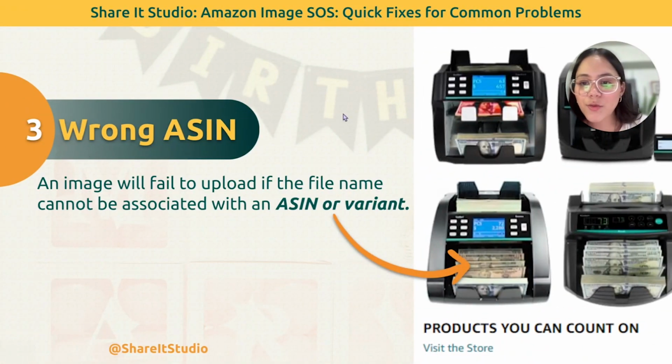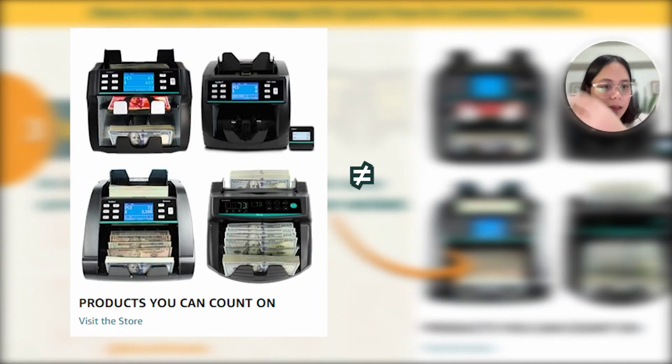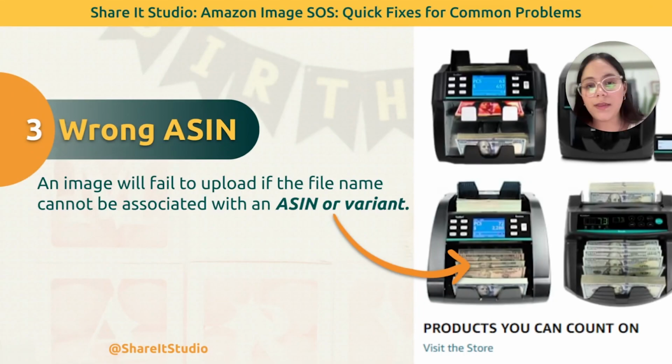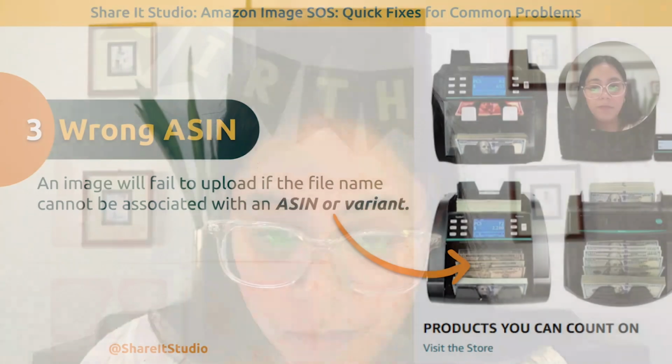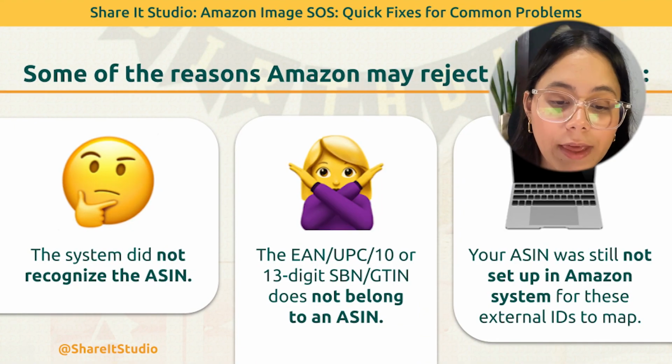Then we have the wrong ASIN. If you upload an image with the wrong ASIN, it can also get rejected because basically the image and the ASIN are not compliant with each other. Literally, they're not associated in any way. Basically, write them correctly.